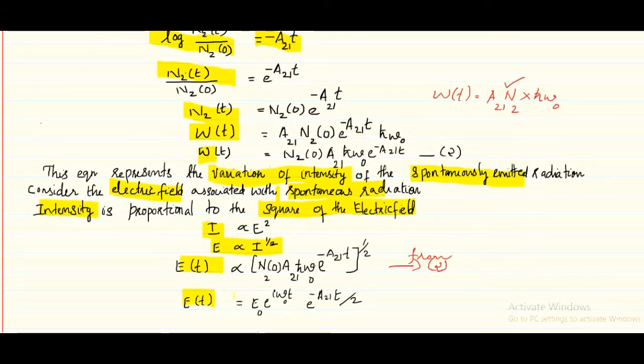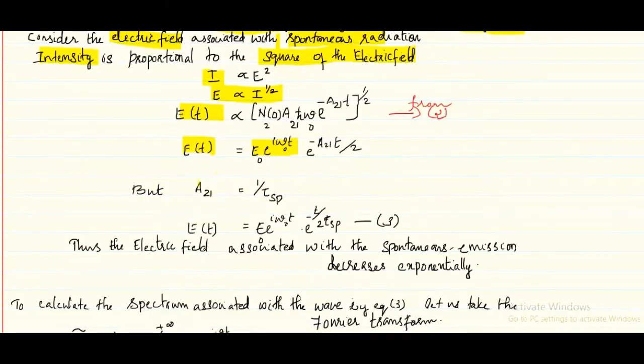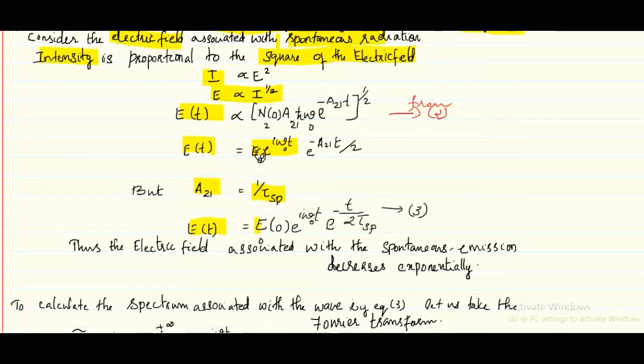Thus we can write E of t equals, again on rearranging, E of t equals E0 e raised to i omega 0 t, e raised to minus a21 t by 2. But a21 equals 1 by tau sp. Therefore we can write E of t equals E0 e raised to i omega 0 t into e raised to minus t by 2 tau sp. Let this be equation number 3.